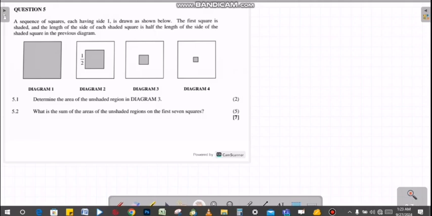Okay, let's do our next question. They're saying question 5, a sequence of squares, each having a side of 1. So this is 1, 1, 1, 1. Okay, is drawn as shown below.